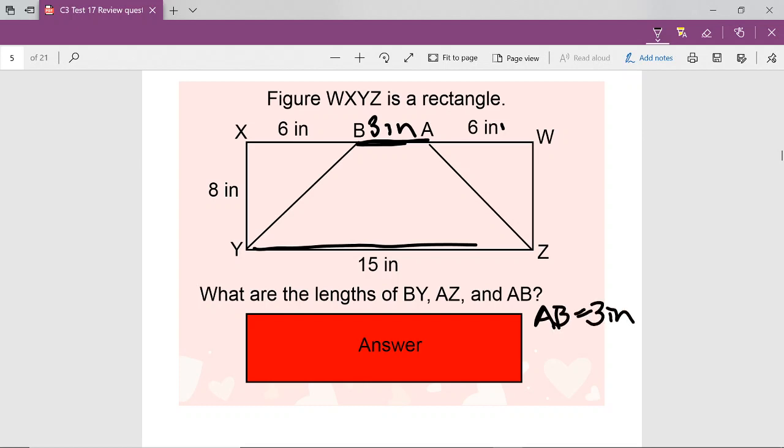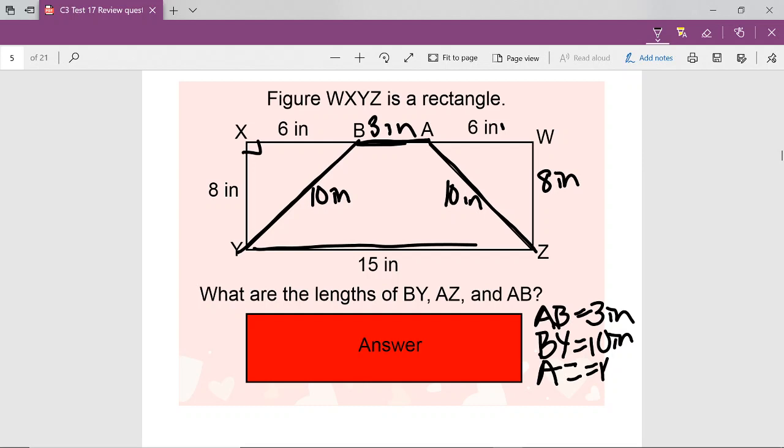Don't forget your units. And then I'll probably say BY next because it looks like I have more information. I have 6 inches by 8 inches. This is a right triangle since it's a rectangle. So 6, 8, and 10 inches. That's either with the Pythagorean theorem or with our Pythagorean triples. So BY is 10 inches. And then we look at AZ. In this one, it ends up that this is 6 inches and this is also 8 inches. So this is still 10 inches. It won't always be the same, but in this one, it ended up being the same. So AZ equals 10 inches.